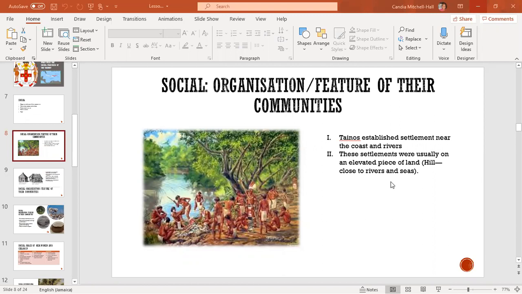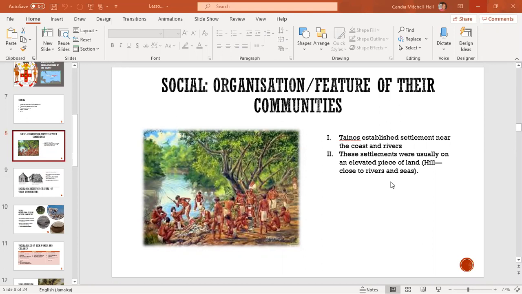And when they settled near the coastal areas and the rivers, they usually settled on an elevated piece of land. Now, has anybody ever been to Elsha, or know where Elsha is? Yes, Smith. You know that in Elsha there's an elevated area, I believe it's named Elsha Heights. So just like Elsha has an elevated piece of land up by Elsha Heights, the river is close by.